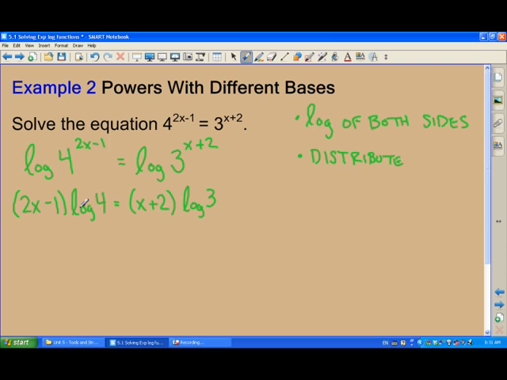This becomes easier if we can convince ourselves that the logarithm of 4 and the logarithm of 3 are just numbers. So when I distribute, I'm going to have 2x times the logarithm of 4 minus the logarithm of 4, and that's equal to x times the logarithm of 3 plus 2 times the logarithm of 3.